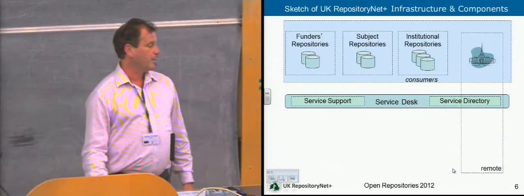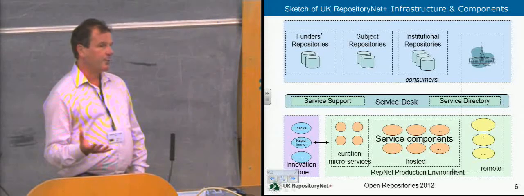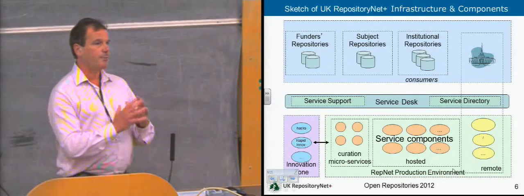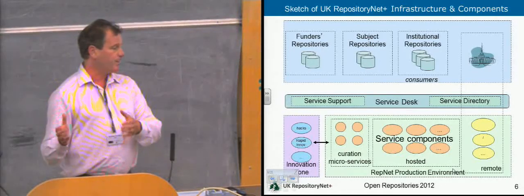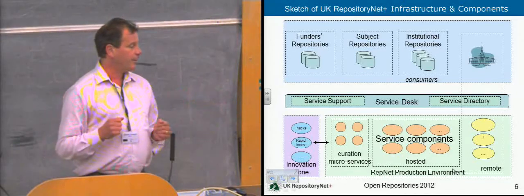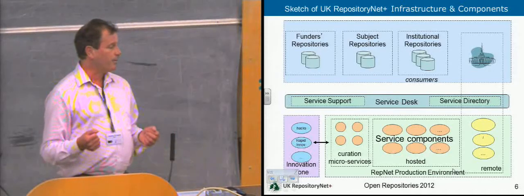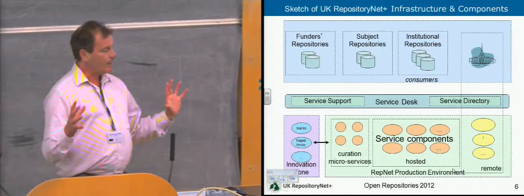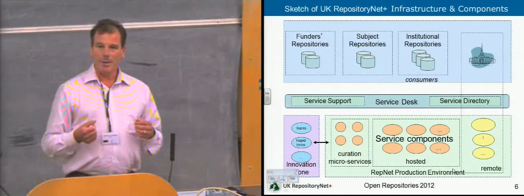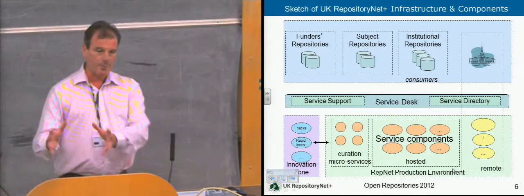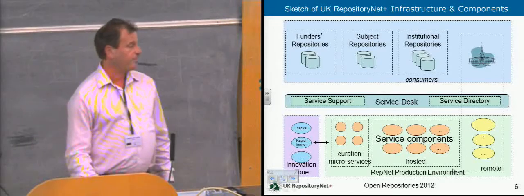Then down at the bottom, you have the hosting of the service components. Some of them are hosted by us at EDINA, some of them are hosted by MIMAS at Manchester. Some of them will be hosted remotely. On the left-hand side there, we have the innovation zone. This is the service provided by UKOLN, and I'll talk a little bit more about that later on. It's a way of managing prototype ideas and concepts that may eventually become services, and moving them into the full industrial strength production environment that we're building.